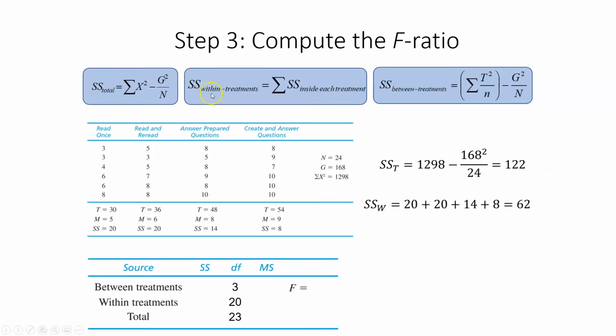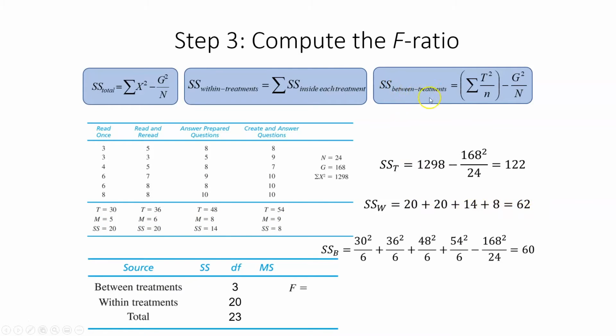The second one is the sum of squares within treatments, which in other words is the sum of squares that's inside each treatment. So the sum of squares here, plus this one here, plus this one here, plus this one here, 20, 20, 14, and 8 is 62.